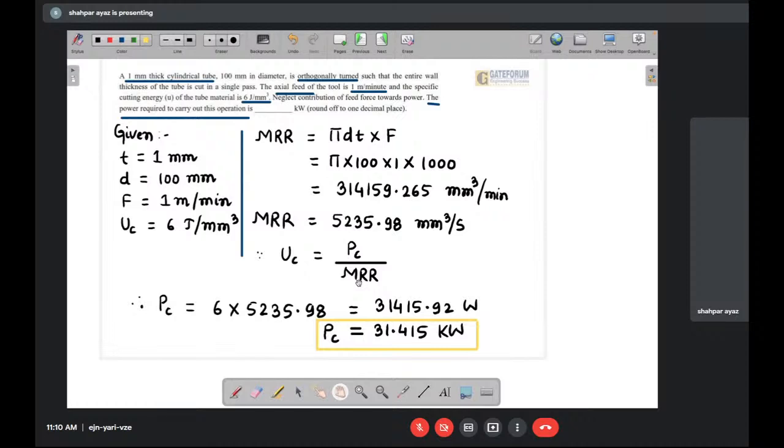Now we are moving to the next problem. Clear? Now the next problem. See. Next problem, everyone. Now the next problem, everyone.